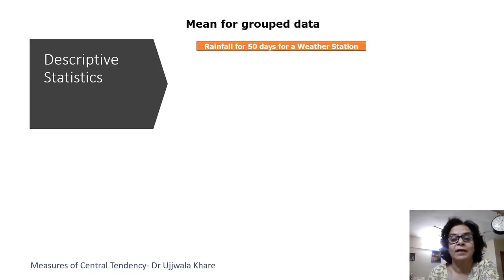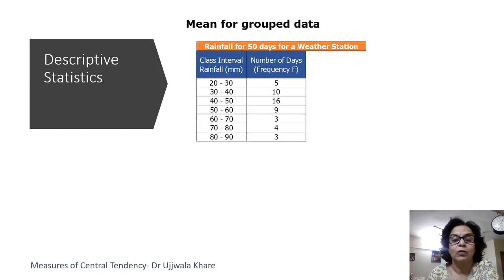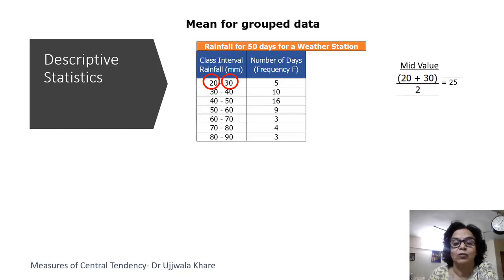Now if we look at group data and we have rainfall for 50 days for a weather station, then we put it into classes with interval of 10 and we can say that 5 days the rainfall was between 20 and 30 millimeters, 10 days between 30 and 40 millimeters and so on. So firstly we have to find out what's the mid value of the class interval. So that is obtained by the lower limit, that is 20, and upper limit 30 divided by 2. Then we get the mid value, that is 25.